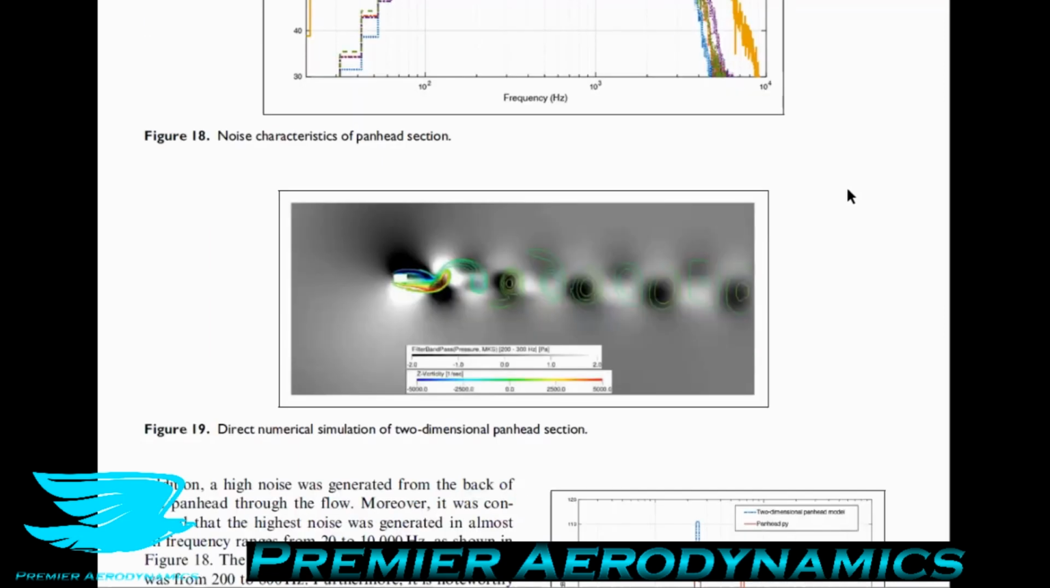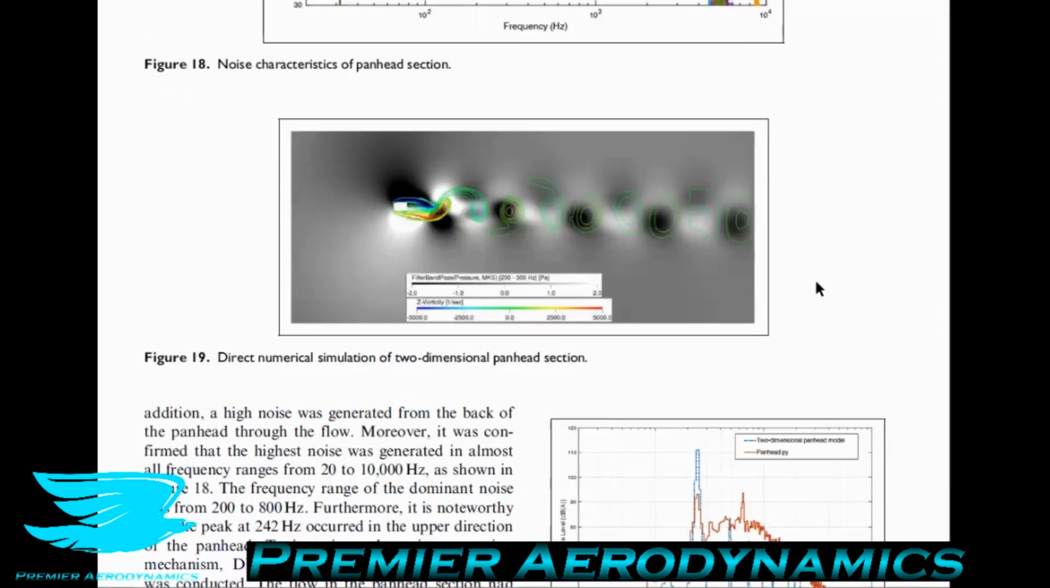In figures 19 and 20, they say that to investigate the noise generation mechanism, DNS, which stands for direct numerical simulation, using a two-dimensional panhead was constructed. The flow in the panhead section had a continuous vortex shedding, as shown in figure 19. So this is effectively just a von Karman street. Von Karman streets are good in that they're very predictable. They're bad in that they are tonal in terms of noise. This is all done with the Lattice Boltzmann method, by the way, which we've done other podcasts on as well.